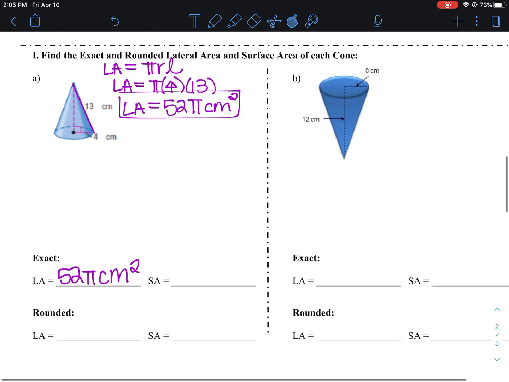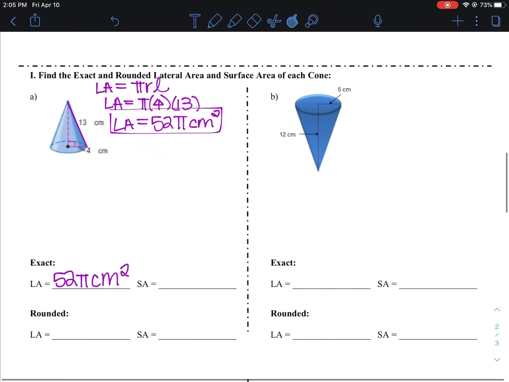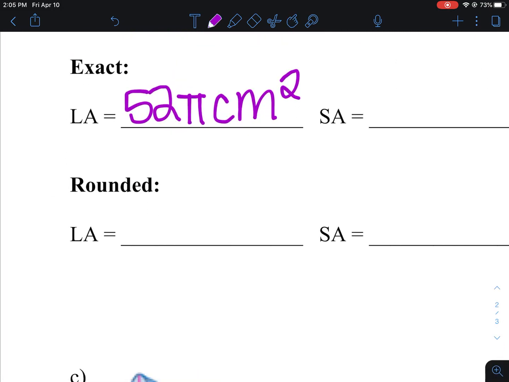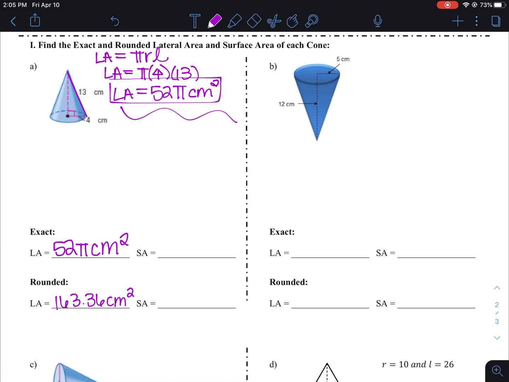And then remember, all you do if you want to go from exact to rounded, you just type the pi in the calculator. So 52 pi, and round to the nearest hundredth. It doesn't say, but we can just do that. 163.36 centimeters squared. Okay? So that was lateral area.